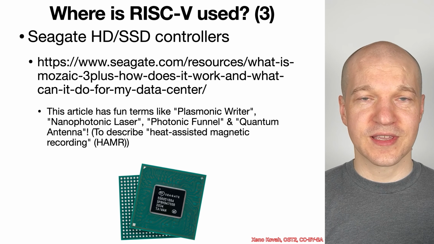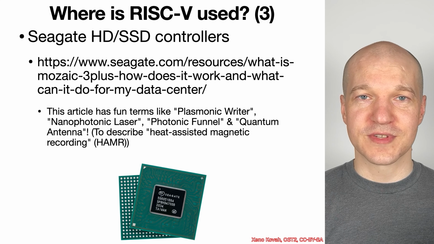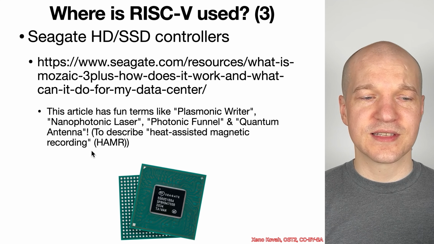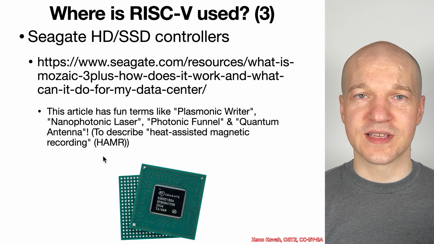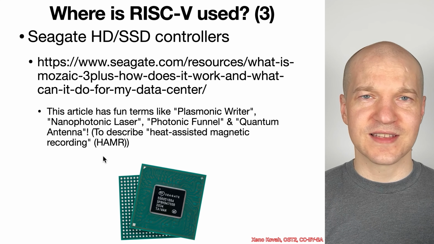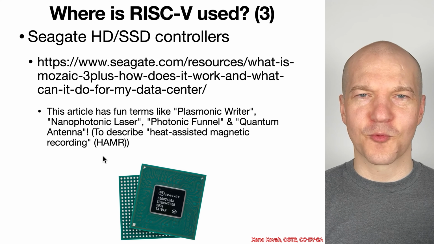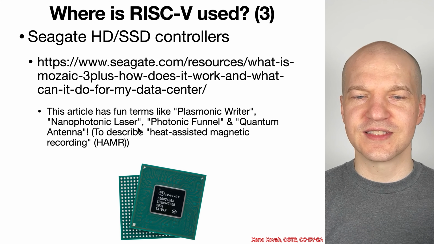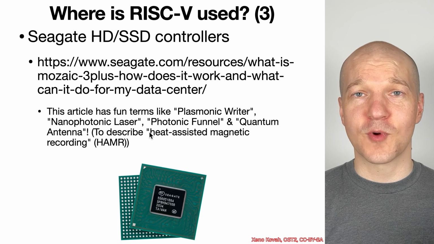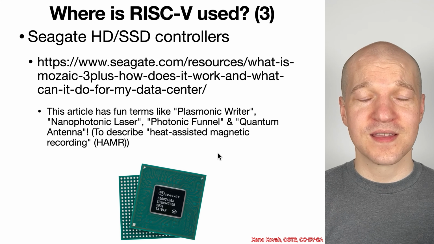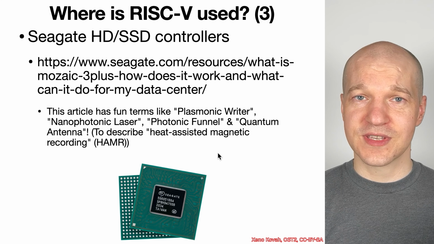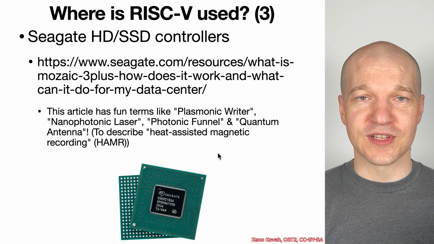There's this awesome link here when I was just searching around for RISC-V things, talking about the new HAMR technology, heat-assisted magnetic recording that's increasing the densities on hard drives, and it's got a whole bunch of awesome words in the article like plasmonic writer, nanophotonic laser, photonic funnel, and quantum antenna technologies. So perhaps RISC-V is the least exciting of those keywords, but RISC-V is definitely there.